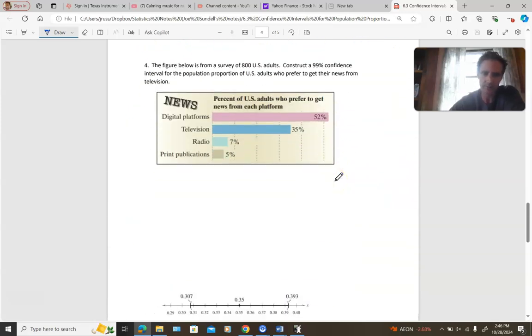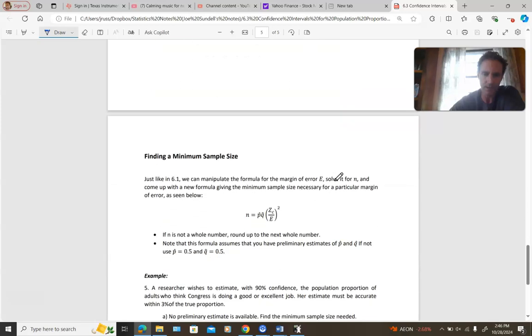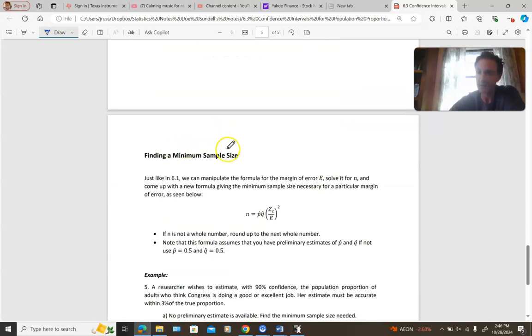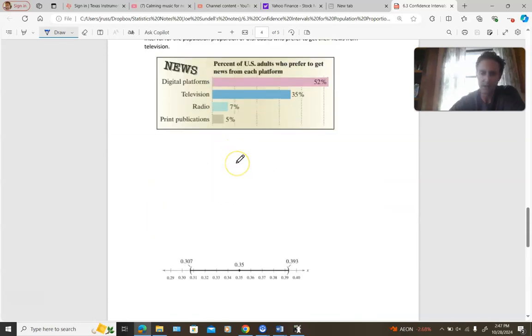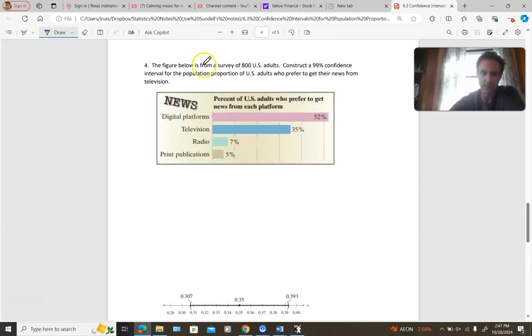Let's do another one. And then we'll look at figuring out that minimum sample size to ensure that our confidence interval doesn't exceed the bounds that we want, or the margin of error doesn't exceed a certain threshold.